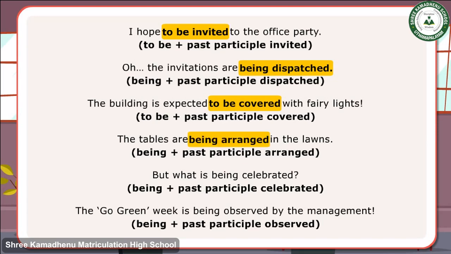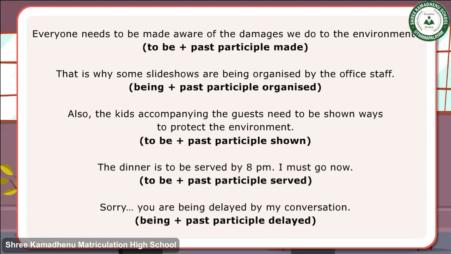The tables are being arranged in the lawn. Being plus past participle: arranged. But what is being celebrated? Being plus past participle: celebrated. The Go Green Week is being observed by the management. Being plus past participle: observed. Everyone needs to be made aware of the damages we do to the environment. To be plus past participle: made.